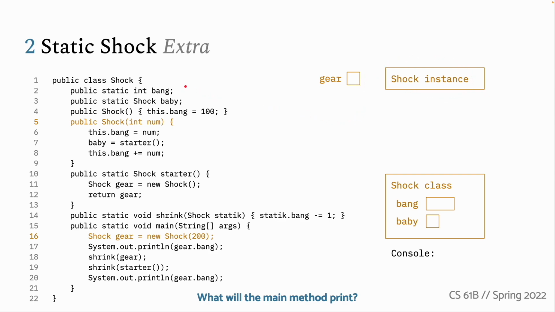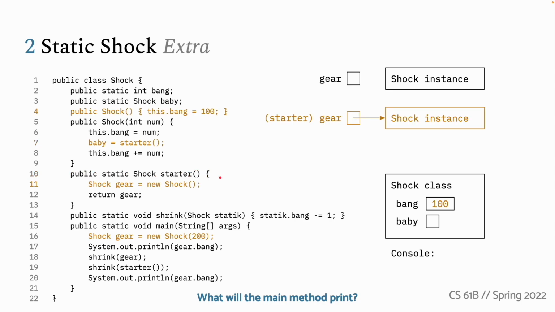You'll also notice that all of the variables in shock are static, so you'll see that our shock instance actually doesn't have any instance variables of its own. So starting there, we are going to go to this dot bang equals num, so that's going to set bang to equal 200. And then we're going to call on that starter function. So starter over here is a static function. So shock gear, we're having another gear. So I put a little parenthesis starter here to make sure that we remember that this is the version that is inside the starter function, creating a new shock.